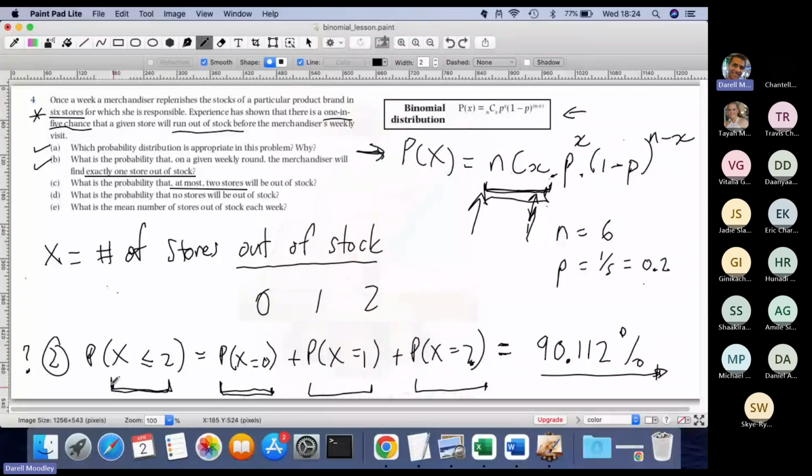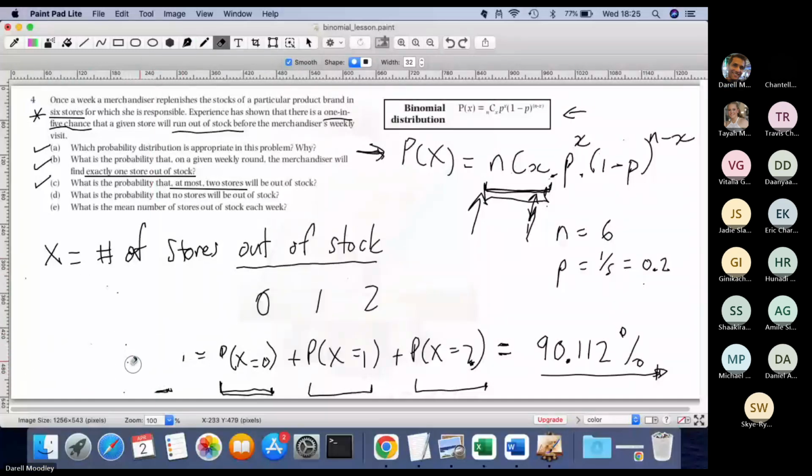So this is known as a cumulative probability because you're not just working out the probability for one value of X, you're working it out for a series of X values and then adding up the result. So that's question number C. Now question number D. You just need to write it up mathematically and then do the calculator work after that.